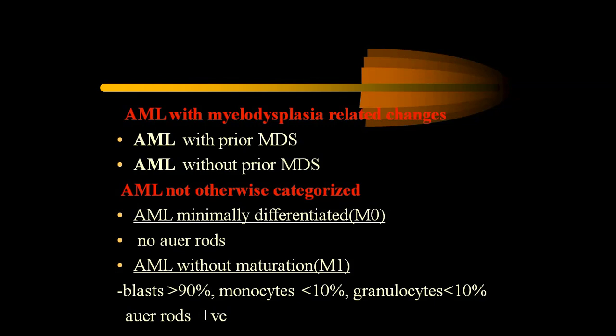Here the blasts are a lot more in number and they don't have Auer rods. So it's very difficult to diagnose this blast as a myeloid blast. So we need immunohistochemistry to diagnose this M0 blast.